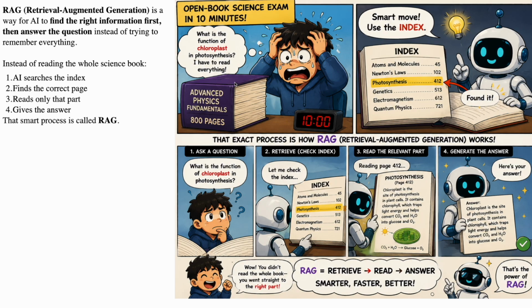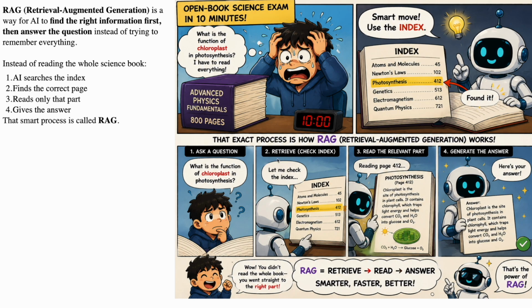Assume there is a huge book and you want to understand some concepts in that. So assume that the question is, what is the function of chloroplast in photosynthesis? You have this particular information in the entire book, but you do not know where it is. So what is the smart way you will do it? You will go to the index and see on which page number this photosynthesis concept is there. Then you'll go to that particular page and find the answer. That exact process is how RAG works.